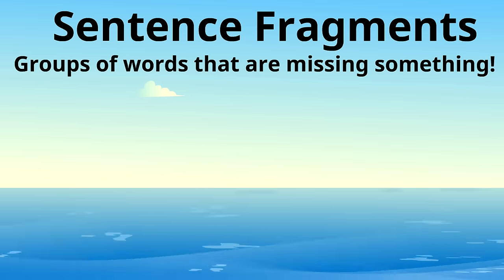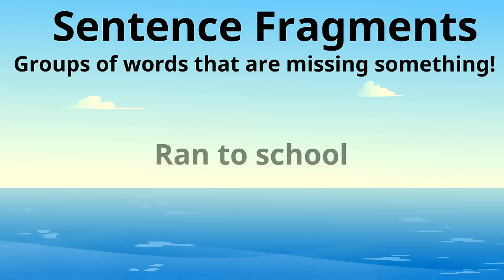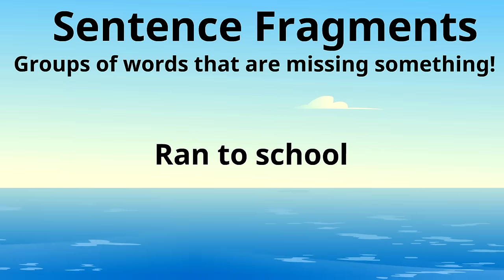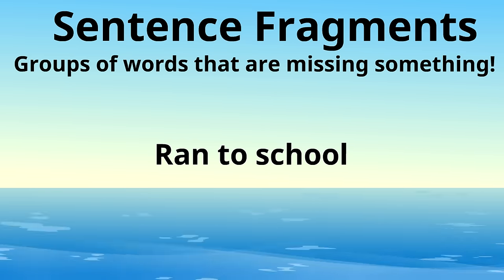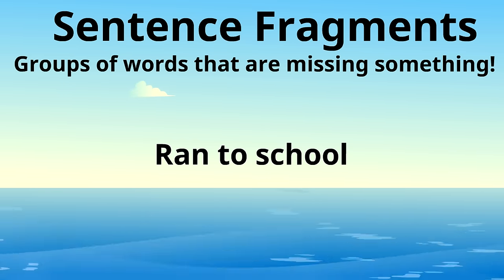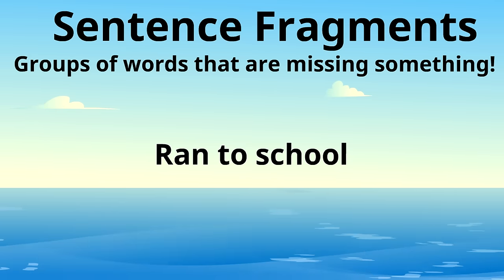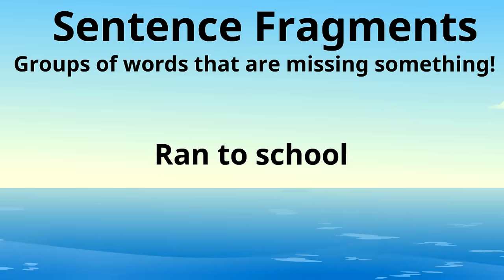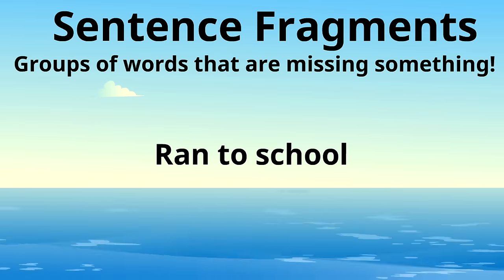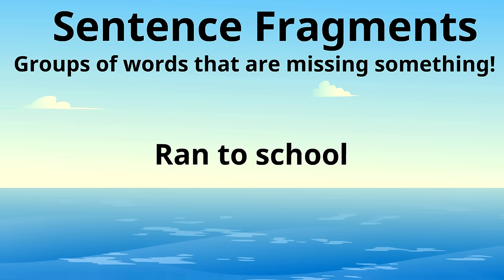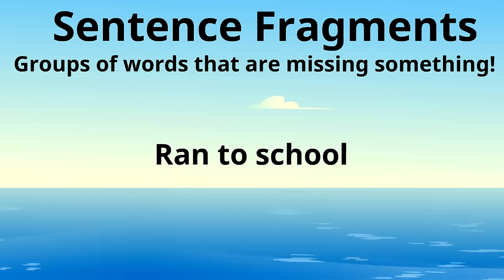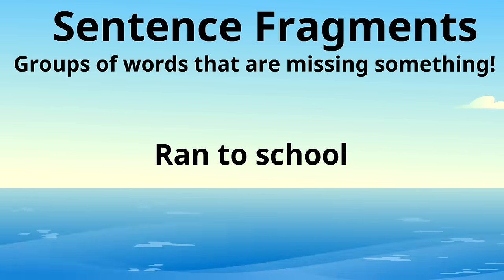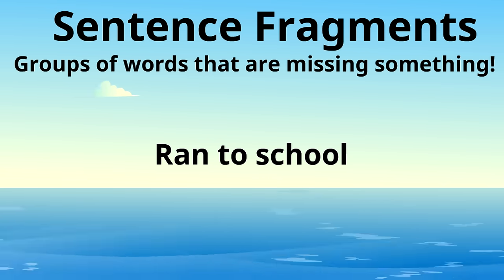Or how about this one? Ran to school. Ran to school? It doesn't have a subject. Who ran to school? We have so many questions about this. This is not a complete thought. It doesn't tell us who it's talking about. Every sentence has to have a subject and a verb. This has the verb ran, but it doesn't have a subject. Ran to school is not a complete sentence. It's a sentence fragment.